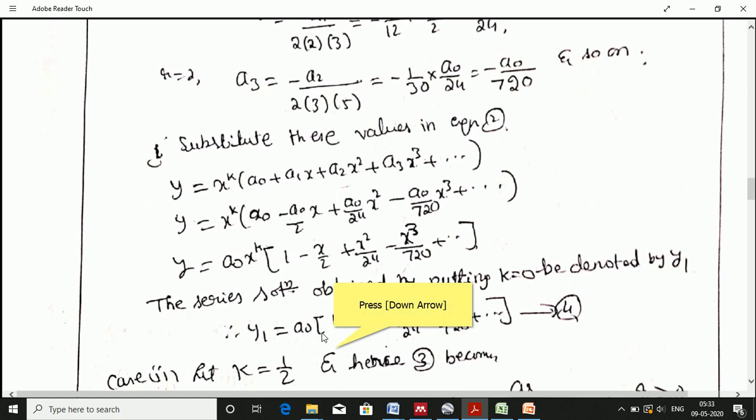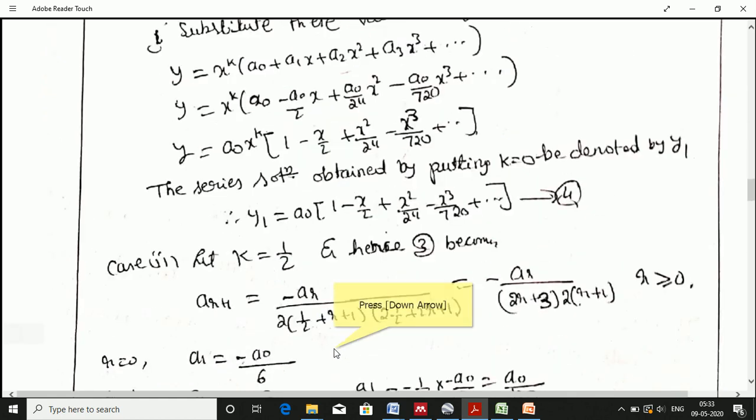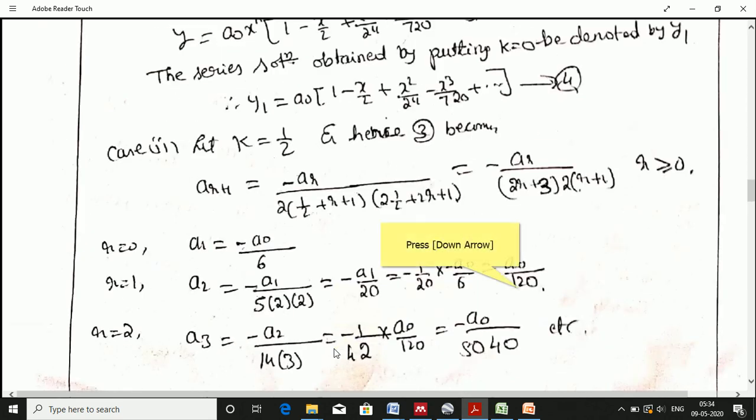For the second case, k is equal to 1 by 2, the recurrence relation, equation 3, becomes a(r+1) is equal to minus ar divided by (r+1) into (2k+2r+1), with k being 1 by 2. On simplification, minus ar divided by (2r+3) into 2 into (r+1). Now substitute r equal to 0, so that minus a0 divided by 3 into 2, that is, minus a0 divided by 6.